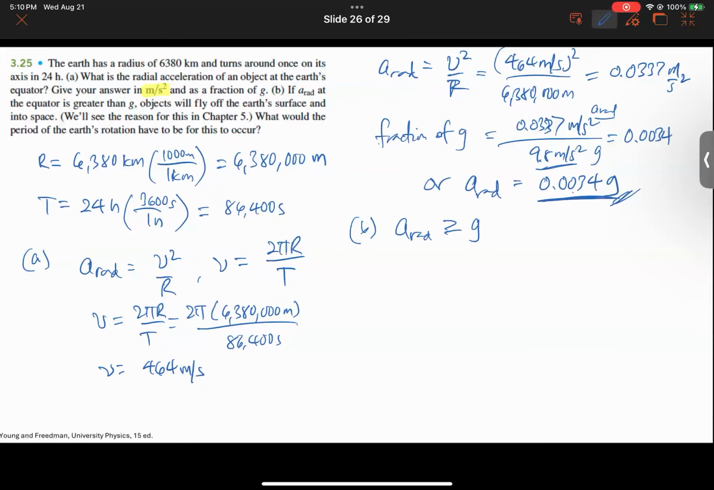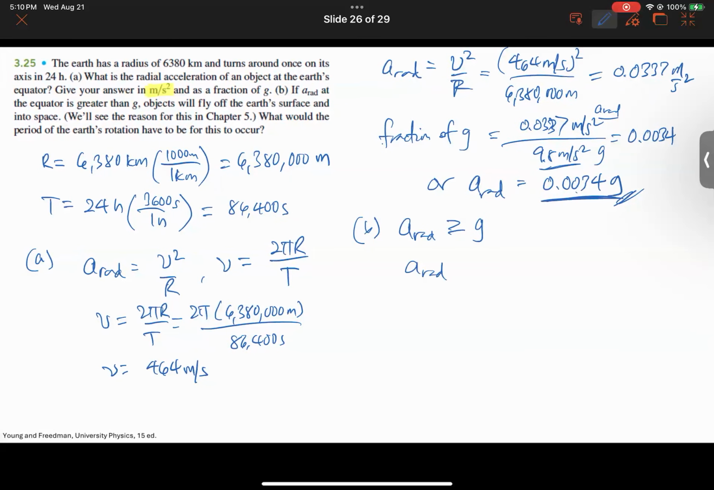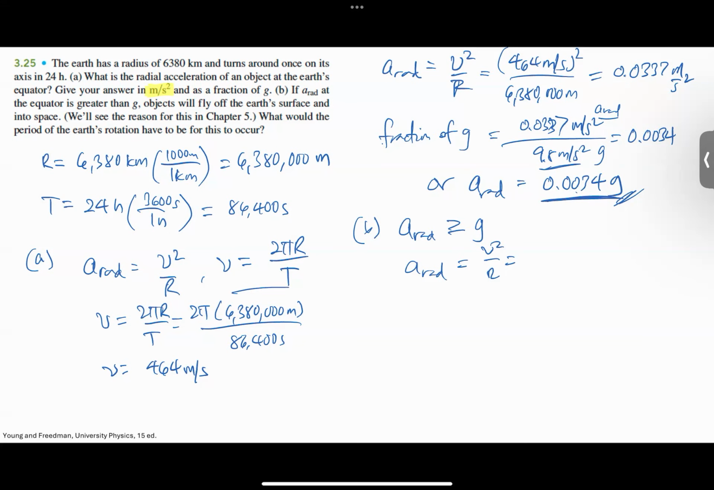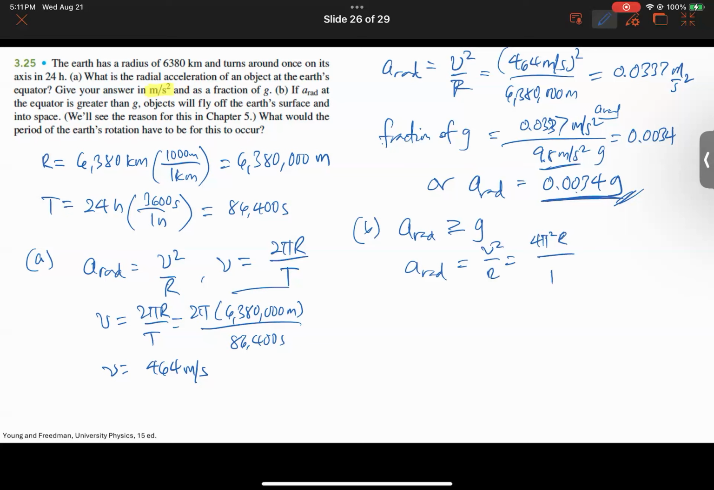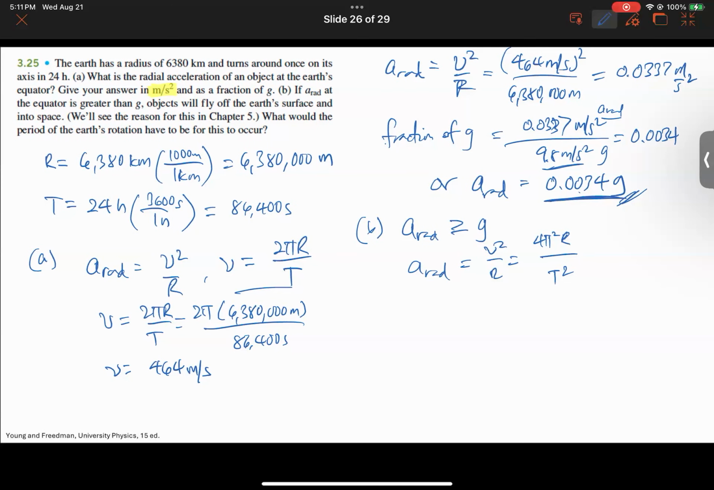So we know the question is: what would the period of the Earth's rotation have to be for this to occur? We know that the radial acceleration is v squared over r, or if we put in the expression for v into the v squared, then we have 4 pi squared r squared over T squared, all over r. The r cancels, so it is just r, not r squared.